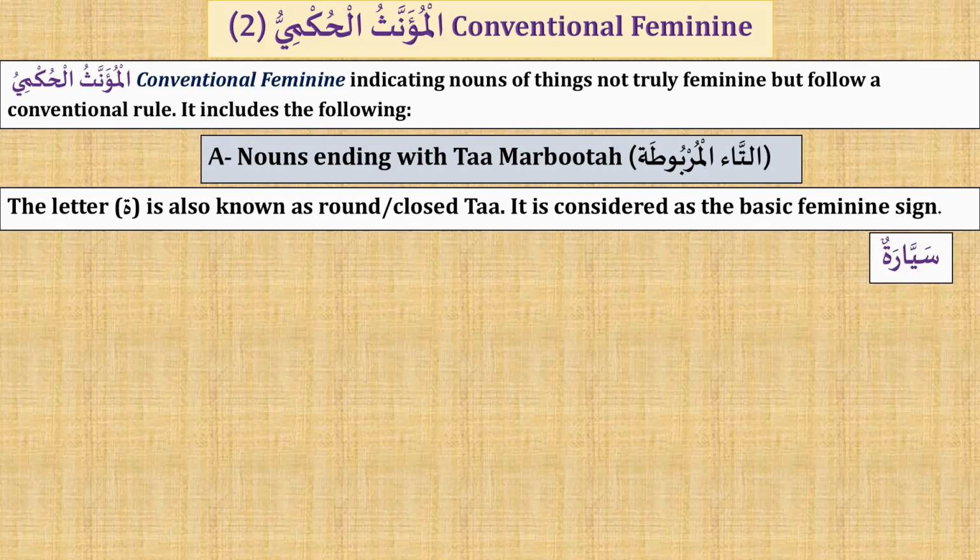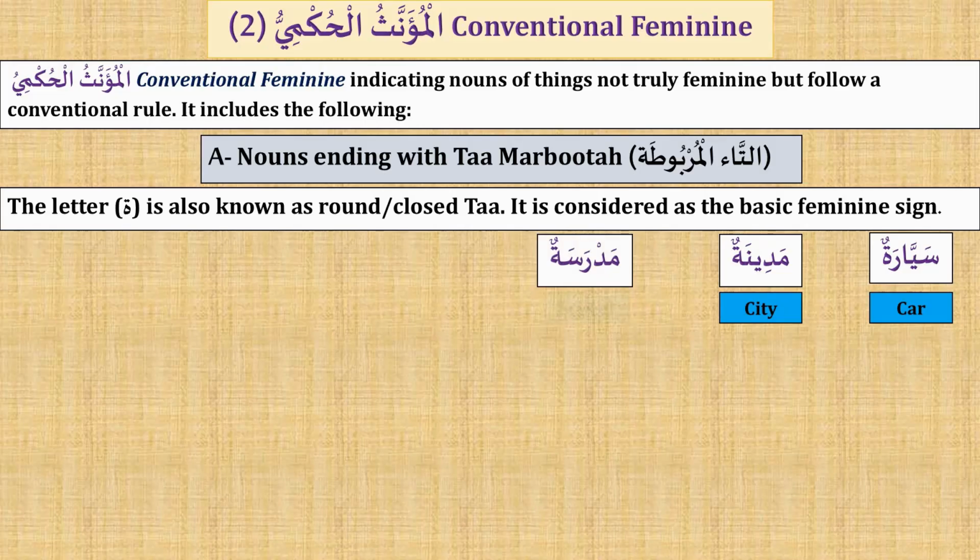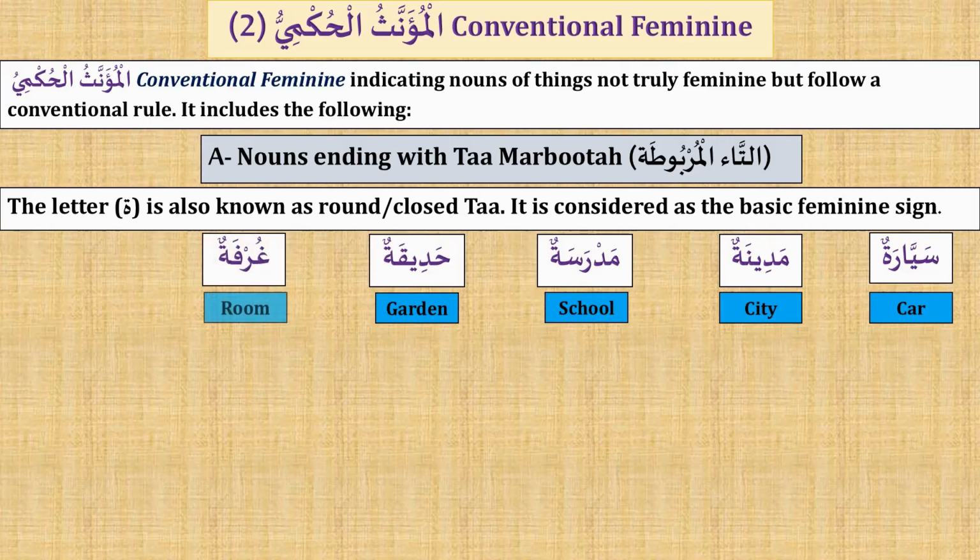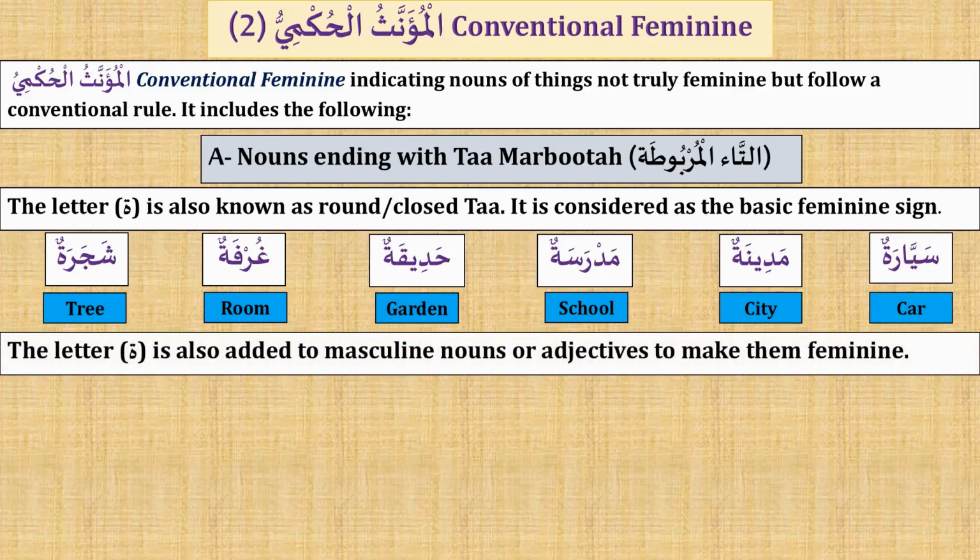Examples: سيارة car, مدينة city, مدرسة school, حديقة garden, غرفة room, and شجرة tree. They are considered to be feminine because they end with تا مربوطة round تا. The letter ta is also added to the masculine nouns or adjectives to make them feminine.